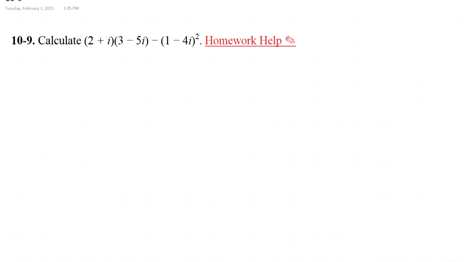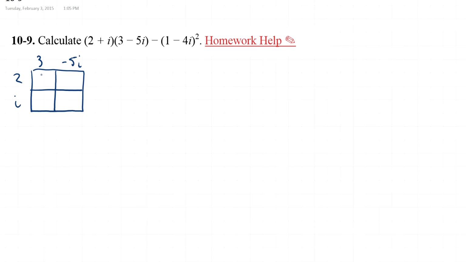All right, 10-9: calculate (2 plus i)(3 minus 5i) minus (1 minus 4i) squared. The first thing we have to do is multiply these two together. There are a couple of different ways to do this. We can create a box here if this is helpful to you. So 2 and then i, and then 3 minus 5i.